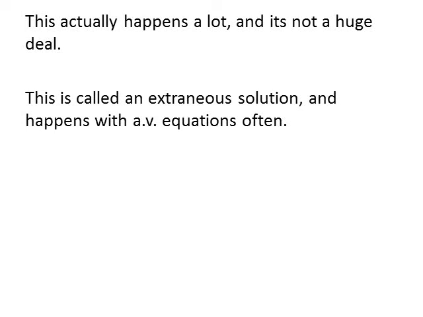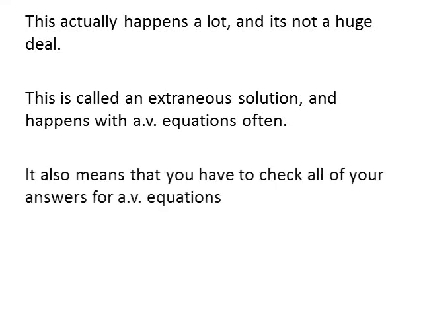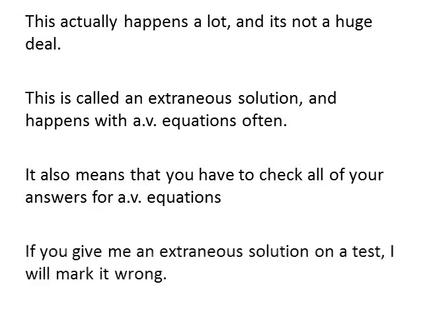This is an extra solution that you generated in your algebra. It is not a correct solution. It does not solve the problem. So in this case, you would only have one solution to the problem, and that solution would be -4. So what it means for you is that you have to check all your answers for the absolute value equations and eliminate any extraneous solutions. If you give me extraneous solutions on a test, I'm going to mark that problem wrong.